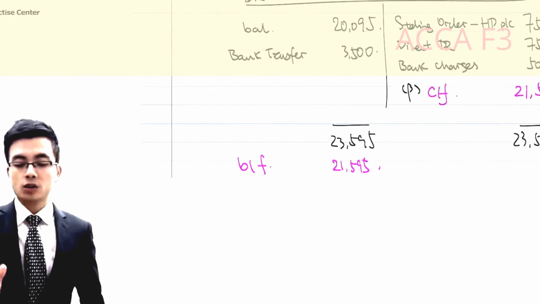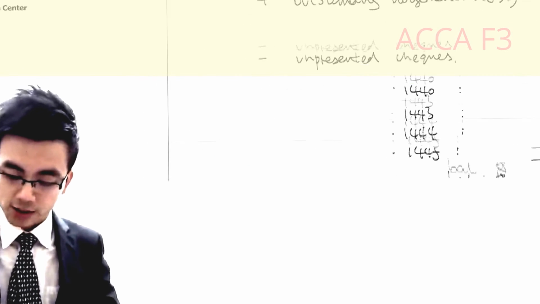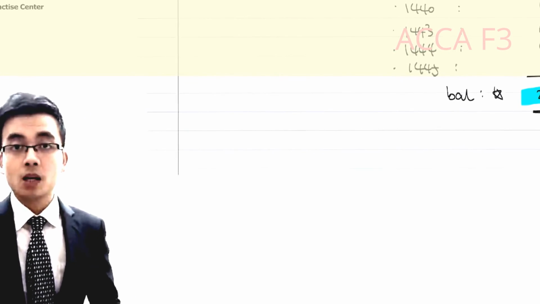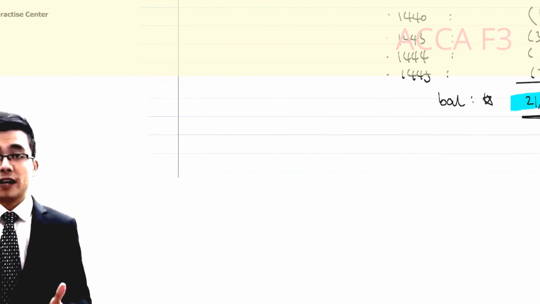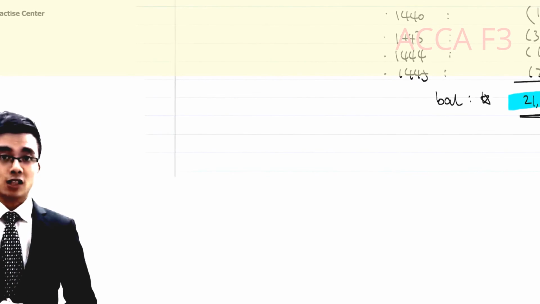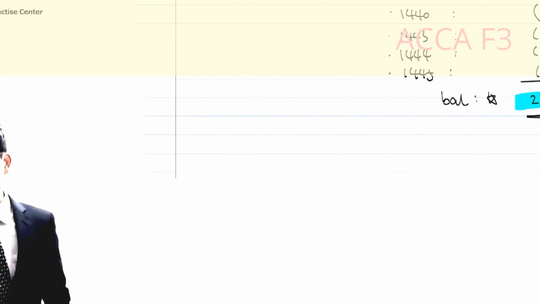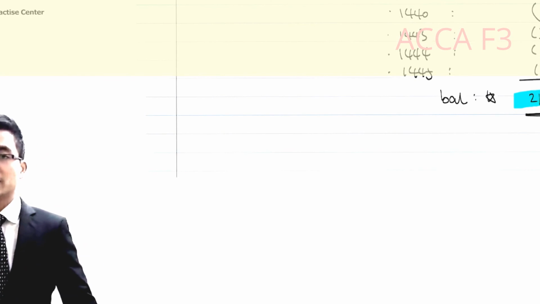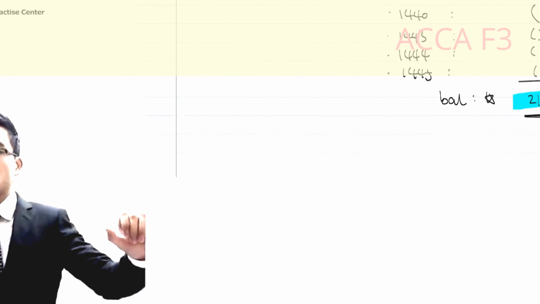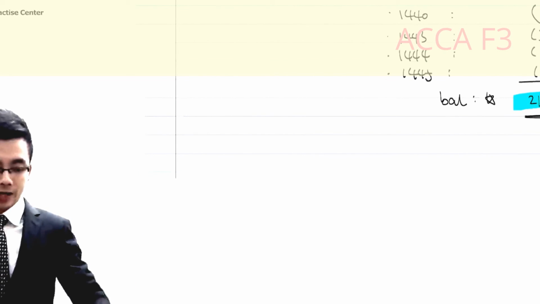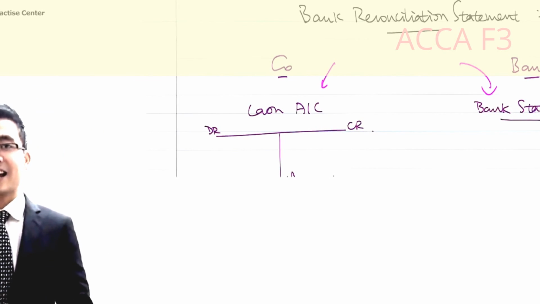So that 21,595, like magic, as you can see, is the same as this one. So it means that we've done the bank reconciliation statement correctly, as well as reconciling the cash account with our company correctly as well. Okay, so that's how we deal with the difference between the cash book and the bank statement, and that's the end of this section.